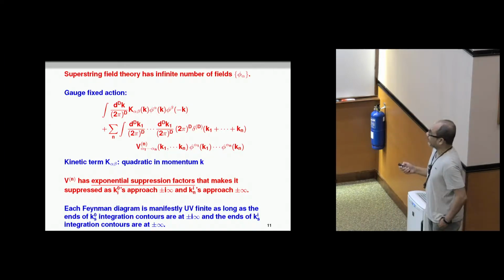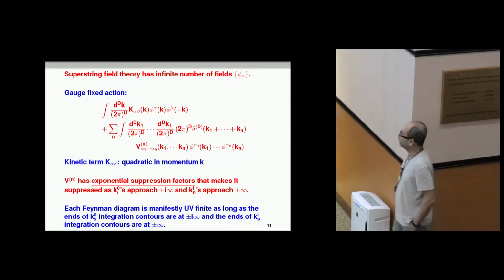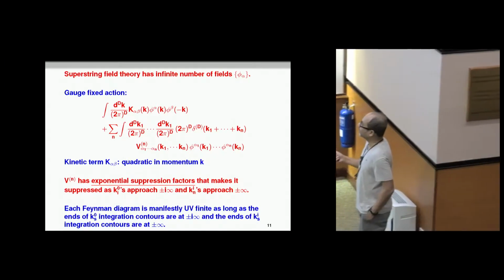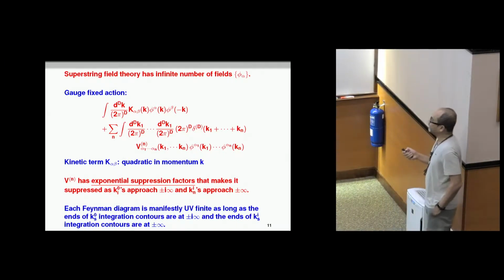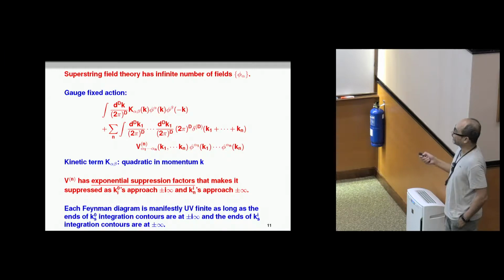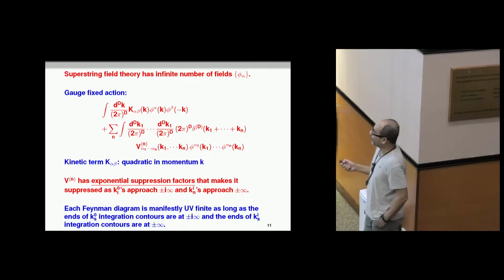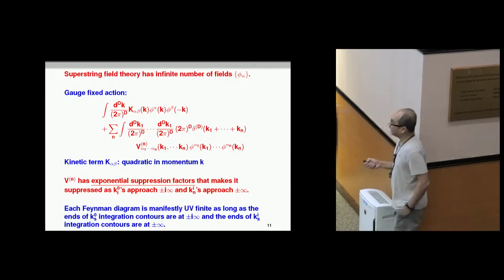The gauge fixed action has the form of a kinetic term. This K alpha beta is a function of the momenta, and in general it is quadratic in momenta. So K alpha beta is nothing unusual for superstring field theory. What is unusual is the vertices. These vertices are complicated functions of momenta. They are arbitrary point vertices. But the property that all the vertices share is that they have exponential suppression factors.